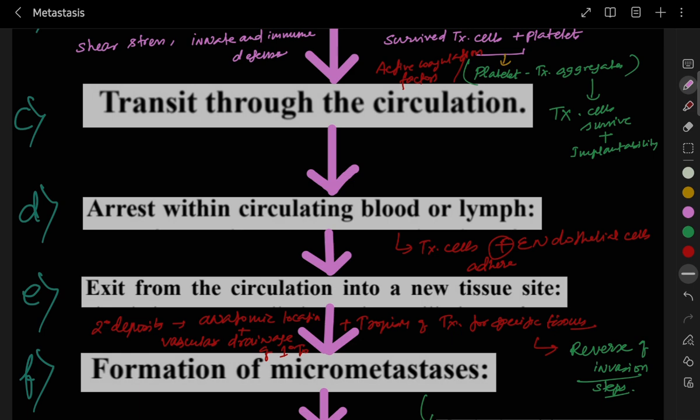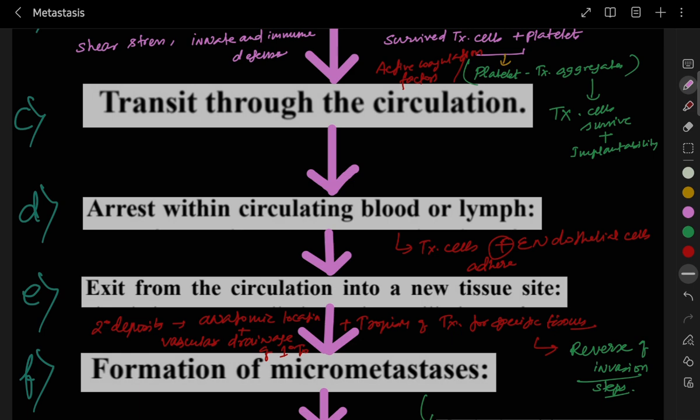This is very important. This depends on some factors, because this is going to be the secondary deposit. The primary was there from where they have been coming from, right? Now this is the time where they are going to form a secondary tumor. So there should be some favorable conditions, right? The first one is the anatomic location, the second one is the vascular drainage of the primary tumor, and also the tropism of the tumor for specific tissues. These three factors decide the new tissue site, the site of the secondary tumor.